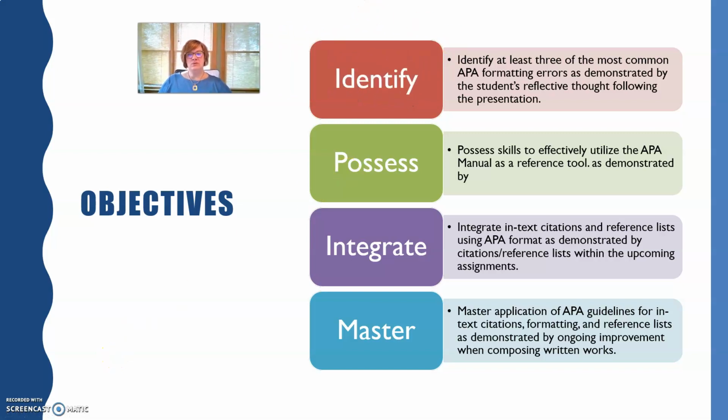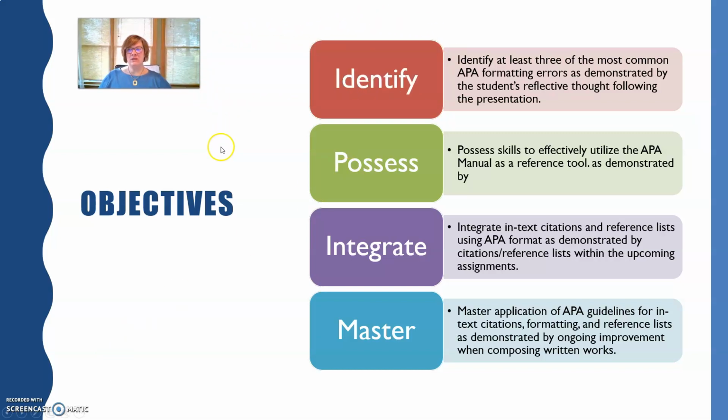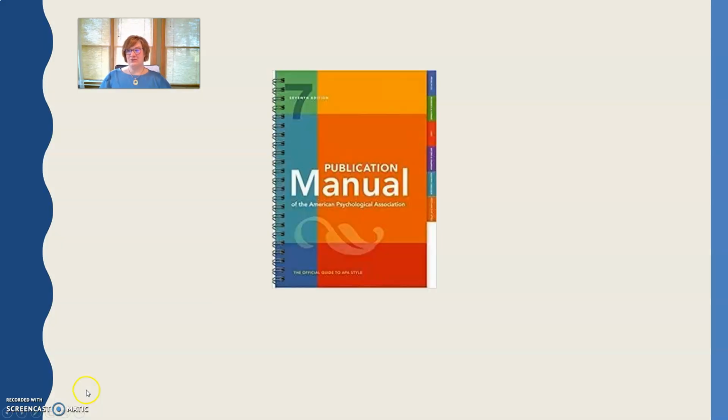So we're going to start out by focusing on the important parts of the APA manual, or the most used parts of the APA manual. This will help you to structure your reference list and your citations and use those skills for professional writing. That's our area of focus: building your skills as you move forward.